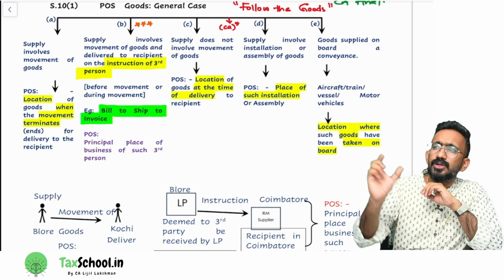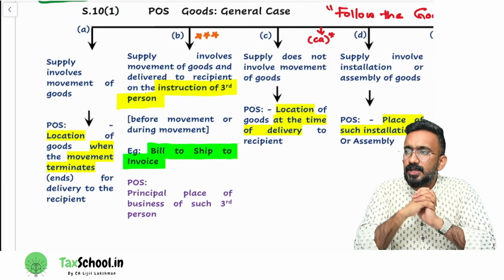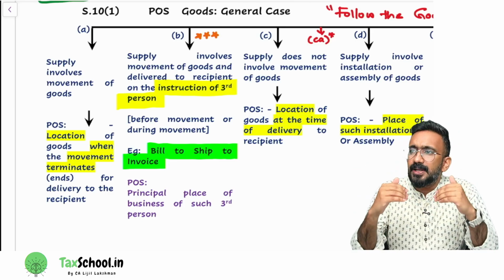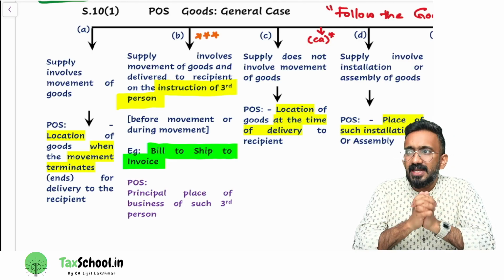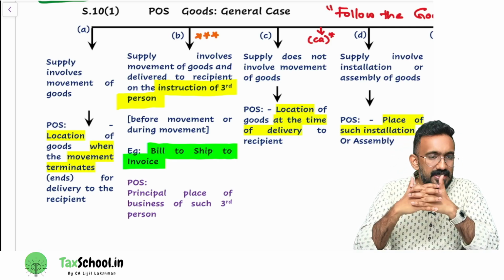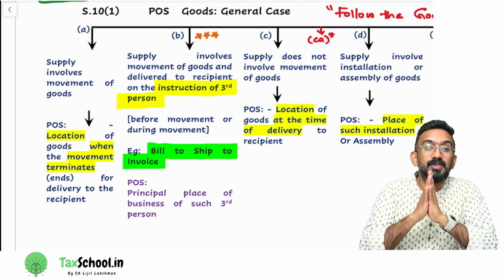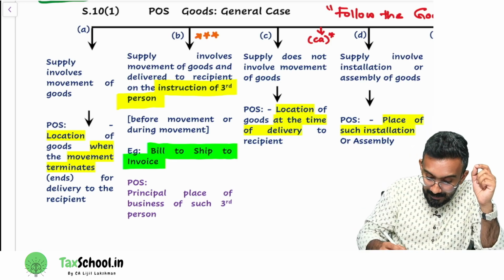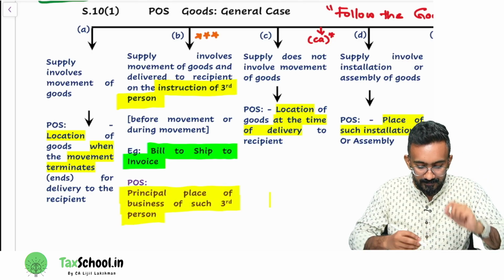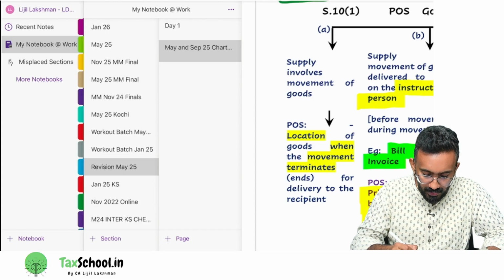Very simple. But clause B talks about a specific scenario. It talks about bill to ship to invoice. What is a bill to ship to invoice? We have already seen this in the ITC chapter, where they are saying when supply involves movement of goods and delivered to the recipient on the instruction of a third person, then the instruction could be during the movement or before the movement. It's a bill to ship to invoice. Place of supply will not be follow the goods. It will be the principal place of business of such third person. An example is required for you to understand this if you have not already understood.